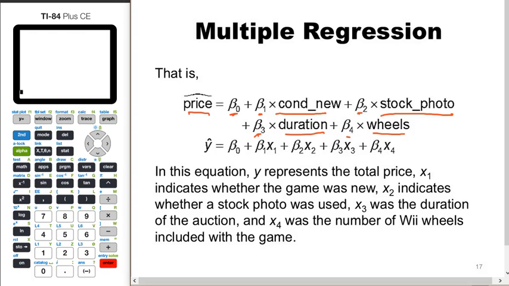In this equation, y represents the total price, x1 indicates whether the game was new, x2 indicates whether a stock photo was used, x3 was the duration of the auction, and x4 was the number of wheels.